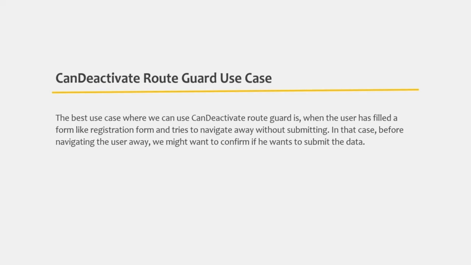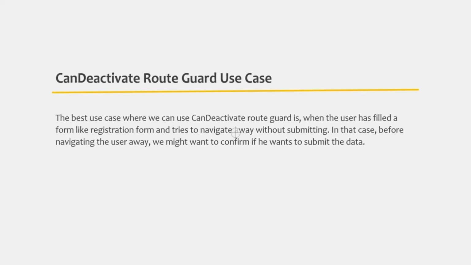The best use case for the CanDeactivate route guard is, let's say we have a form, and the user has filled up the form, but before submitting it, he's trying to navigate away from the current route. The user has filled in the data, but instead of submitting the form, he has clicked on some other link. Now, the user might have clicked that link by mistake, and the data he has entered in the form is not currently saved. So we can use this CanDeactivate route guard to confirm from the user whether he really wants to navigate away from that route or not.